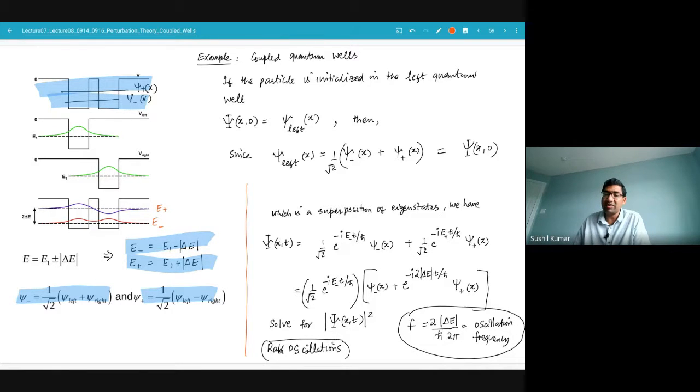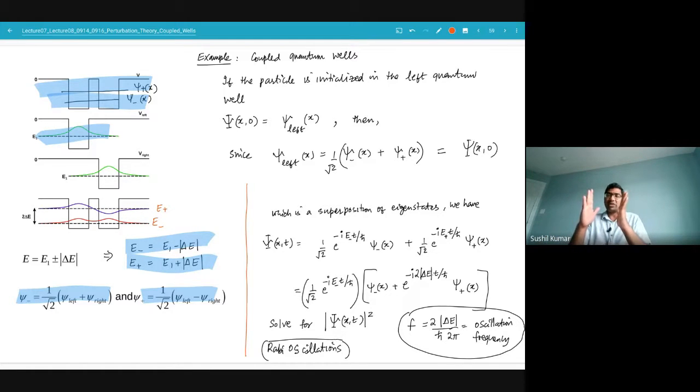Now the question is, we are not initializing in psi minus or psi plus. If we were able to somehow initialize in psi minus or psi plus, it would always remain in that forever. But what we do is initialize the electron in psi left, which is no longer a stationary state. And this is a realistic situation.